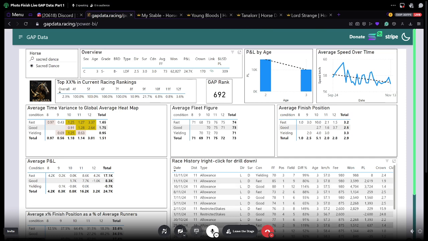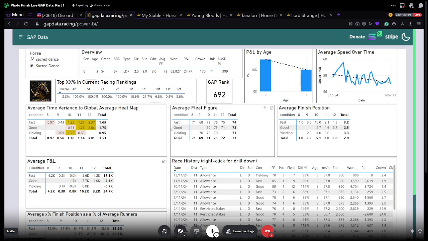You see me running with Sacred Dance. I figured out that Sacred Dance makes money at 11, right? So why would I race him at 10 or 12 if I know he's going to win me the most money at 11? So I think that's really important for new people: you want to claim horses cheap, or claim good horses cheap, and then run them correctly. And then you're going to get maximum.